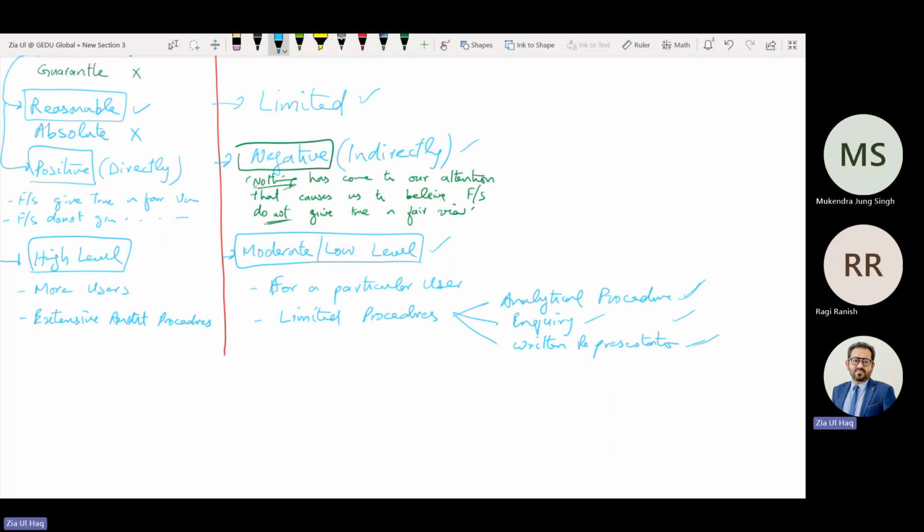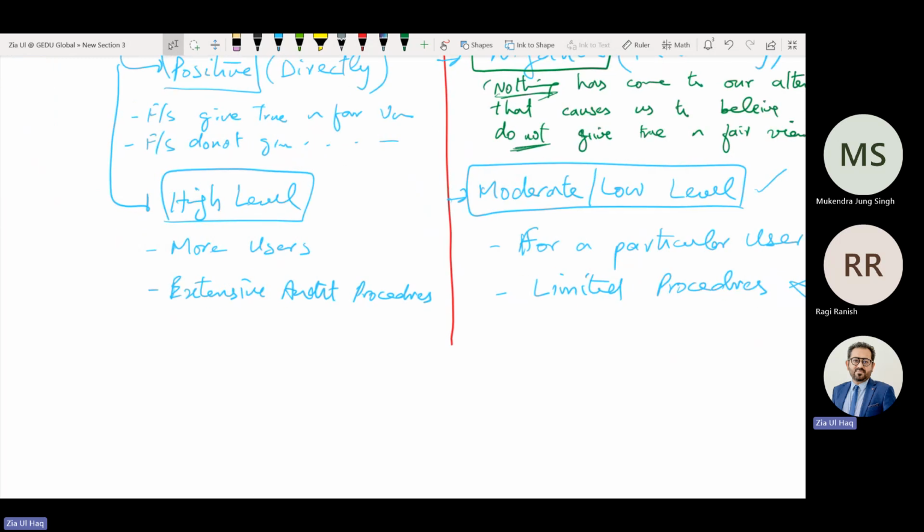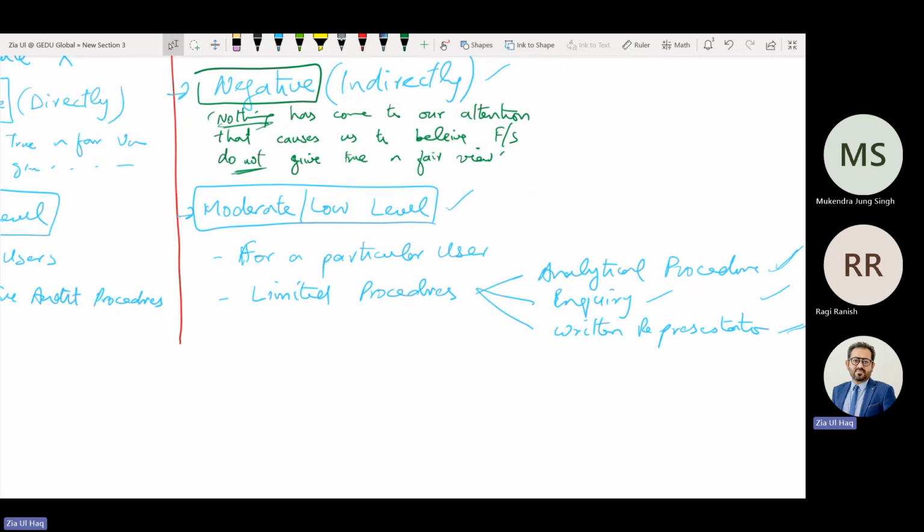The examiner is asking: what is the difference between high level and low level assurance? High level assurance means providing assurance for more users through the application of extensive audit procedures, i.e. substantive procedures, and we provide high level assurance in audit only. Low level assurance means providing assurance for a particular user through the application of limited procedures, and we provide low level assurance in non-audit engagements.